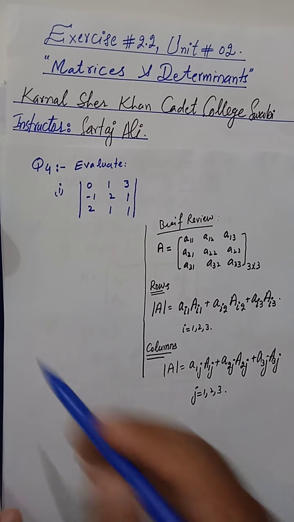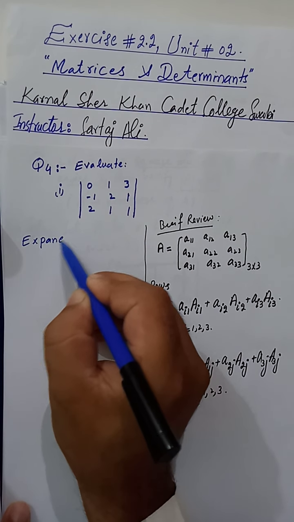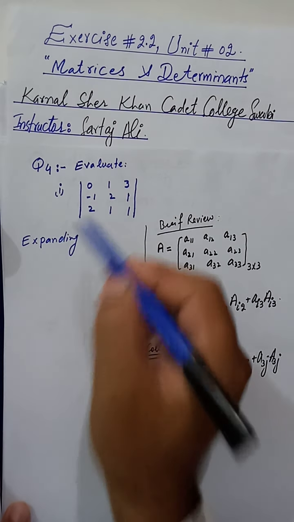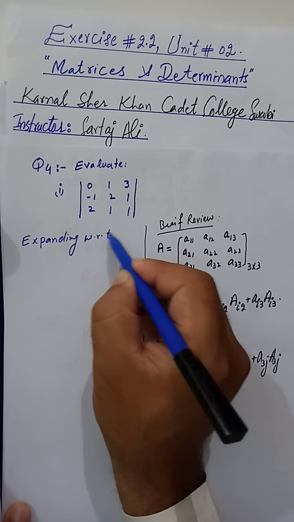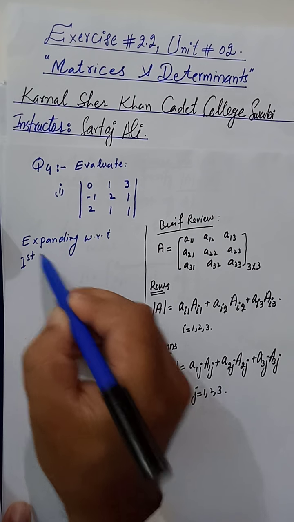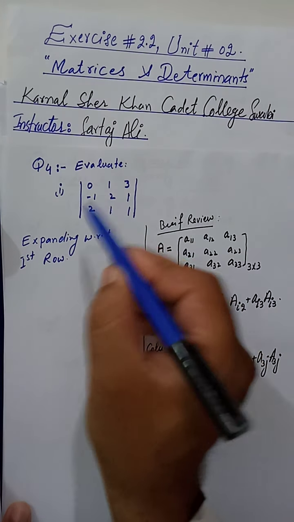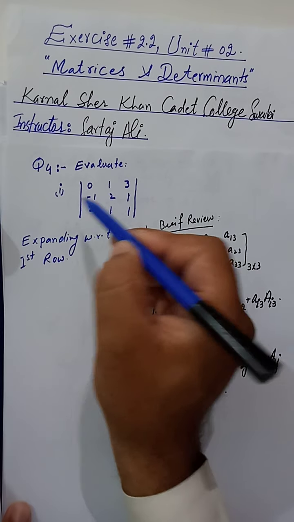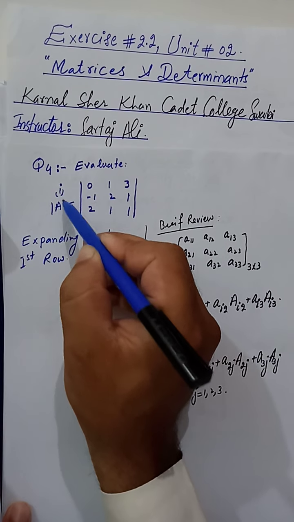So expanding the given determinant with respect to the first row. For that, let's say this matrix is denoted by A, so the determinant in this case, let's say this is the determinant of A.